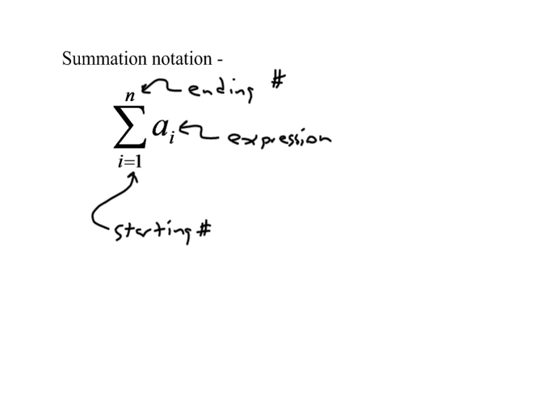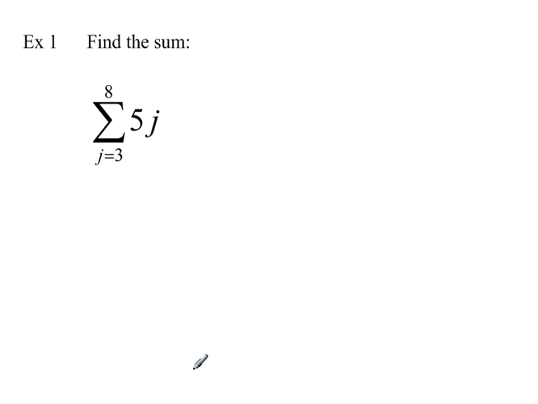In fact, with this first example, let's take a look at this. Find the sum of what we have here. So we have the summation, j equals 3 to 8. That means we're going to start by plugging 3 into this expression right here. So 5 times 3 is 15. Plus, we say plus because it's a summation. We're going to add these terms together.